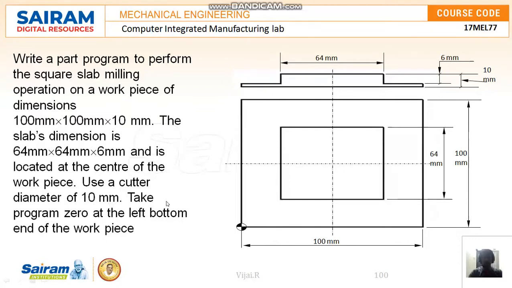All these things are given, and now we have to take the program zero at the left bottom of the workpiece. From this picture, we are going to take this as the reference point, and then we are going to slab machine this entire area. How to machine this, and what is the program, how we are going to write it, we are going to see now. Out of 100, this 64 should remain.